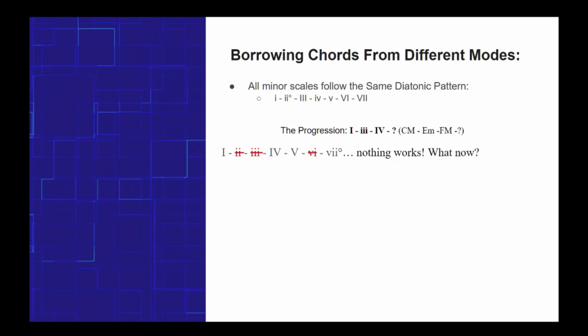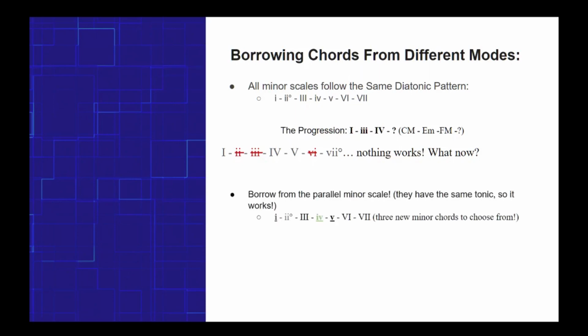Nope, because here's where it all comes together. Since parallel scales share a tonic, you can borrow chords from any scale parallel to the one you're working in. So in this scenario, you're looking for a new minor chord. So you look at your parallel minor scale, the C minor scale. You decide to try the F minor from that scale, and you add it at the end of your progression, which is now major 1, minor 3, major 4, and minor 4.